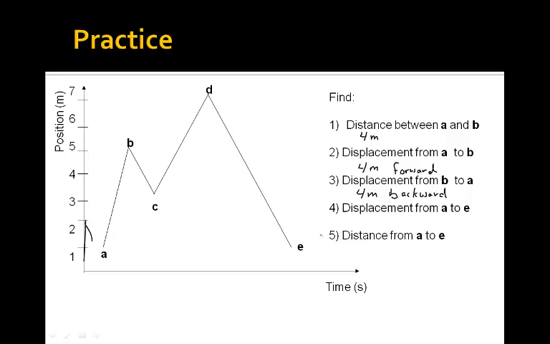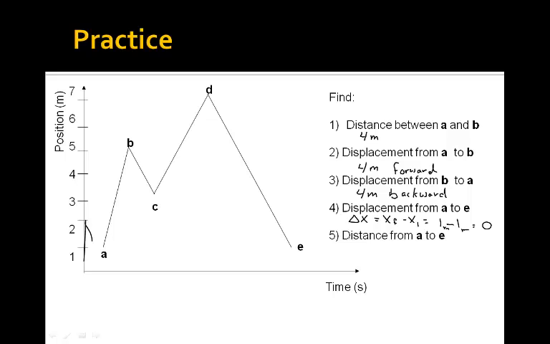The displacement from A to E, remember we talked about displacement was the change in X, and so I want to know the X final minus the X initial, and that is going to be, my final was at 1, and I'm going to subtract from that my initial, which was also at 1 meter, and so my displacement is 0 because I started and stopped at the same place.